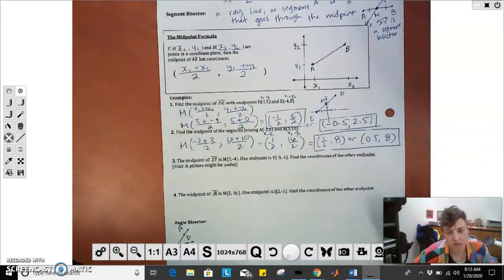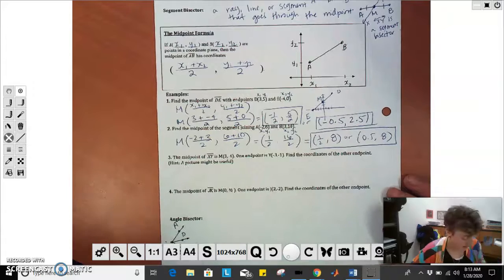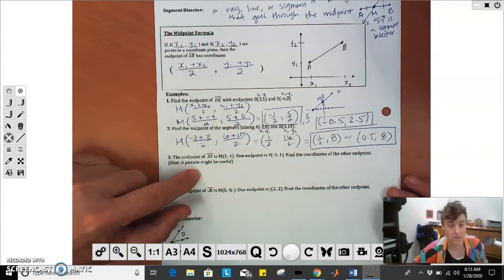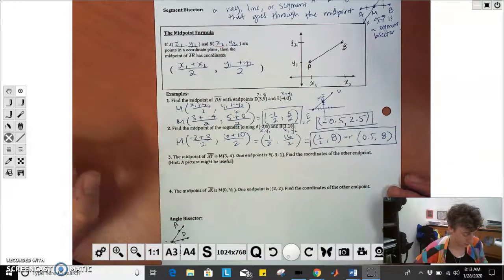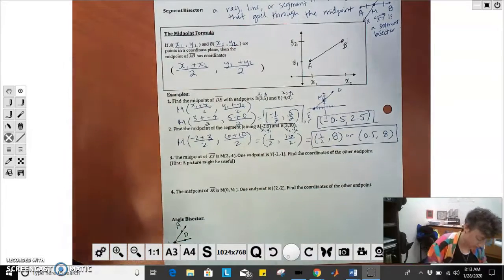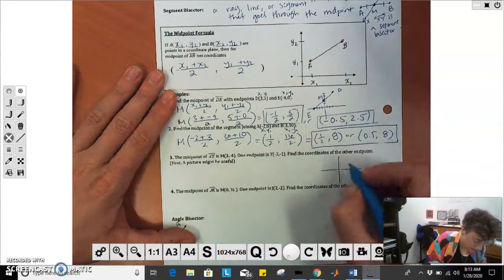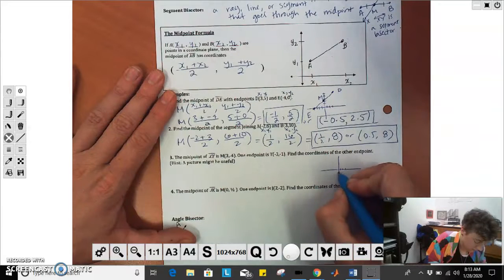Question number 3. This one is always tricky because I'm not asking the same question. I'm giving you the midpoint of this segment XY, and I'm going to ask you to find the other endpoint. So let's draw a picture here first. The midpoint is at 3, -4.